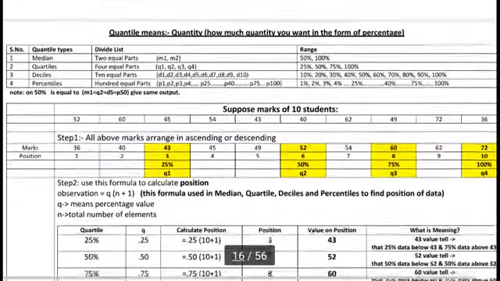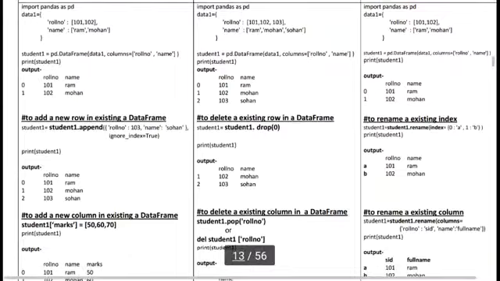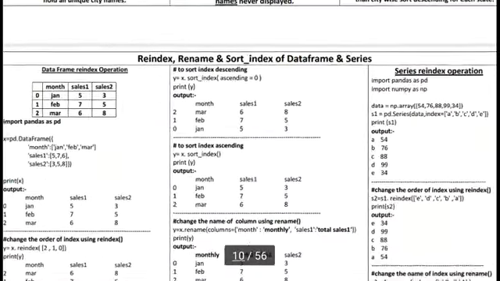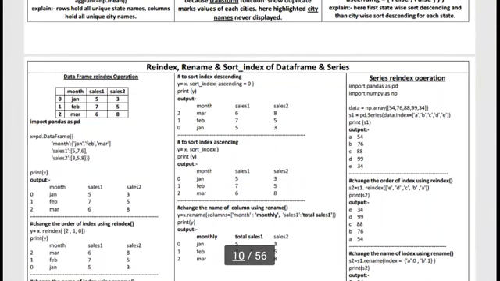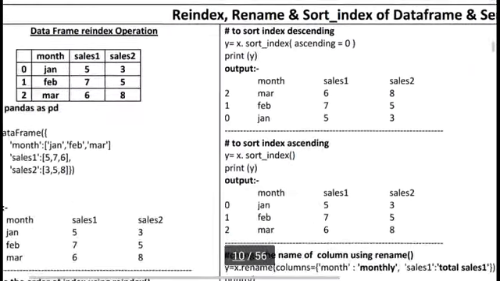Here I am taking one new topic about reindexing and indexing. This topic we already discussed last time, but here are some more new things. Here I am using reindex, rename and sort index of a data frame and series. In our previous video we learned how to change the index value and how to change the column name of a data frame, but here are some more new things.